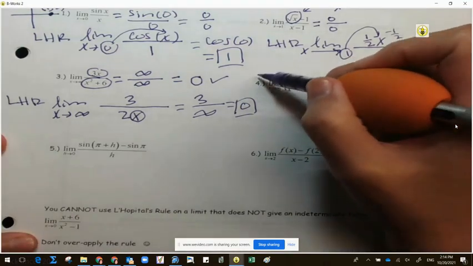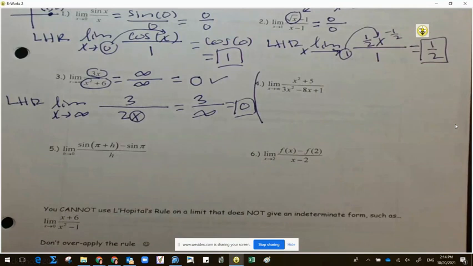So let's use L'Hopital's rule on number 4, and we can wrap up this specific part of the lesson. So partner up with a neighbor. Plug it in and use it.